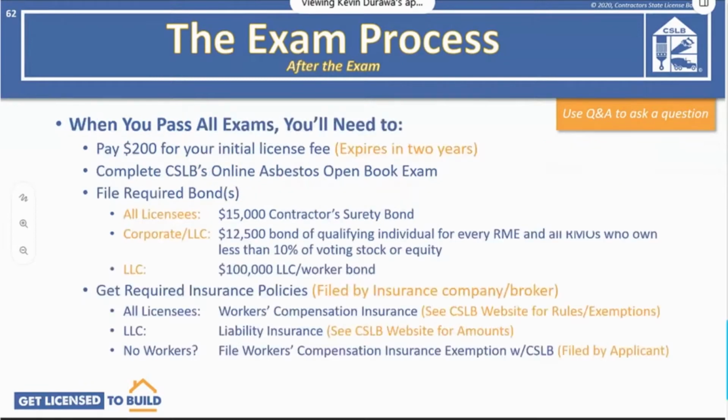So after you pass your exams, what happens next? First, you'll need to pay a $200 initial licensing fee, which will be good for 2 years. You will also need to complete an online asbestos open book exam. Plus, you'll need to file your required $15,000 contractor's surety bond, and possibly some other bonds depending on what type of business entity you're applying for.